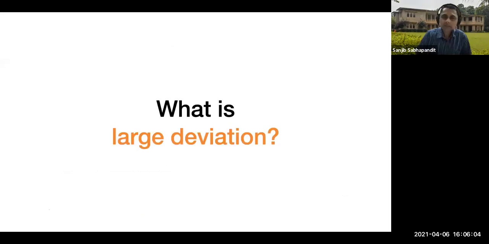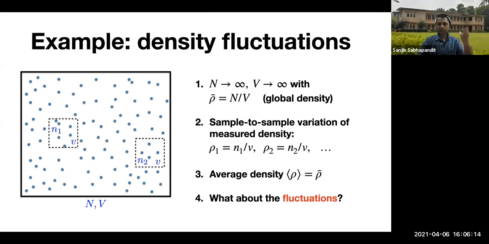Okay, so in this plan, let me just start with this elementary thing. What is a large deviation? Let me try to explain it with a very simple example. Imagine that you close all your doors and windows and seal them such that air cannot go out of your room, and also it cannot come in.